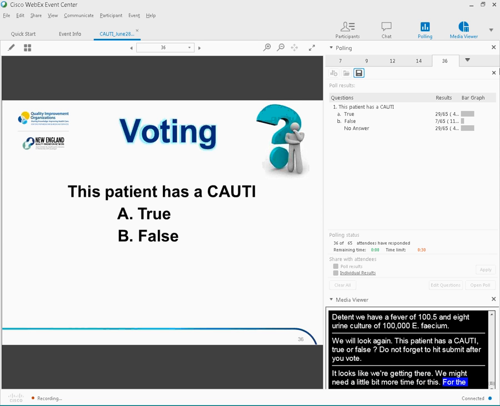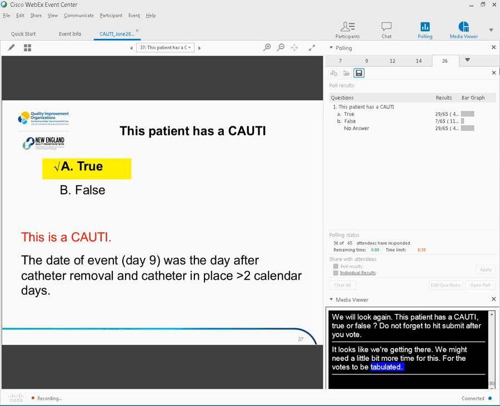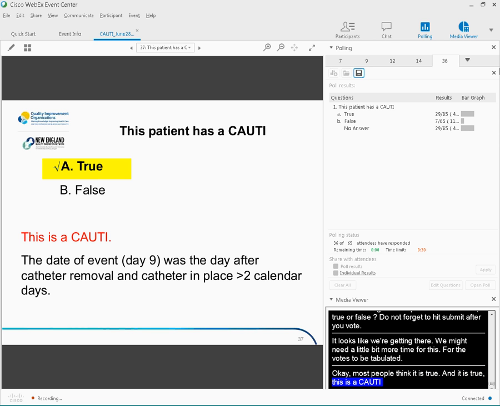Okay, most people think it's true. And it is true. This is a CAUTI. The date of event, day 9, was the day after the catheter was removed and the catheter was in place for more than 2 days.